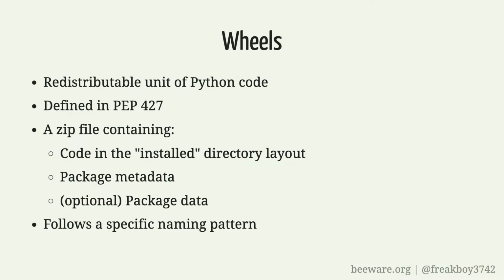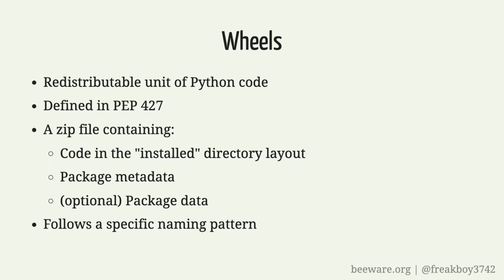So, what even is a wheel? Well, a wheel is the redistributable unit of code in the Python ecosystem. It was standardized in PEP 427. It's not a complex instrument. It is basically a zip file containing Python code in the installed directory layout, along with some metadata describing the package and optionally some actual data for the package to use.